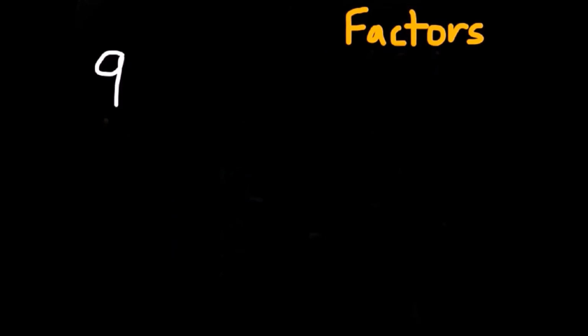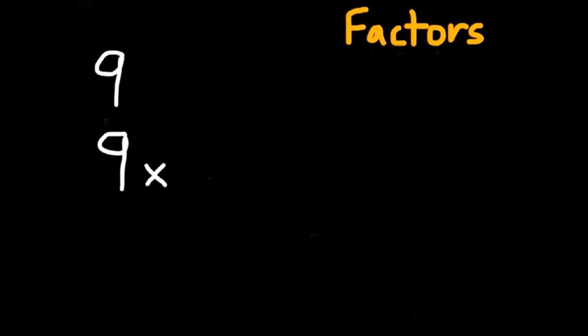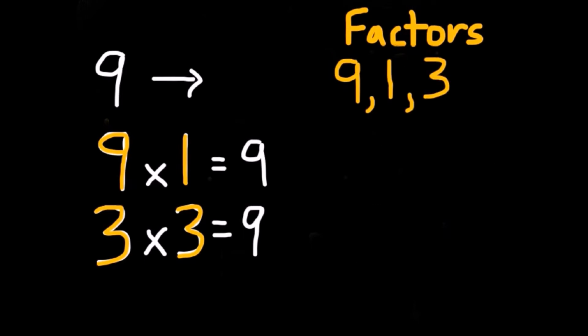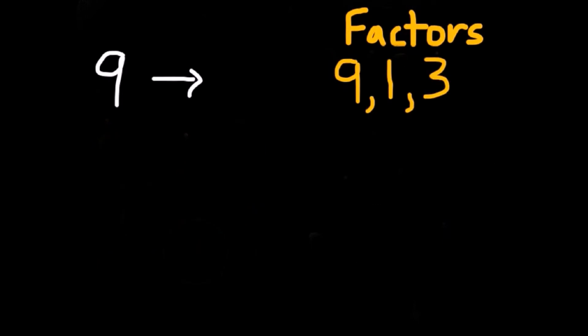What about 9? Oh, yes. As usual, you got 9 and 1. And then you've also got 3 multiplied by 3. So the list of factors would be 9, 1, and 3, as you don't need to write 3 twice.